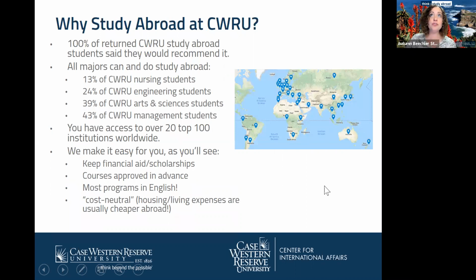And then Case Western Reserve University. So we have 100% of our returned study abroad students say that they would recommend it. So, you know, that's a really good statistic as well. Some good research there. And then all of our majors can and do study abroad. 13% of Case Western Reserve University nursing students do. There are some very specific ways that I'll talk about for how to do that later.